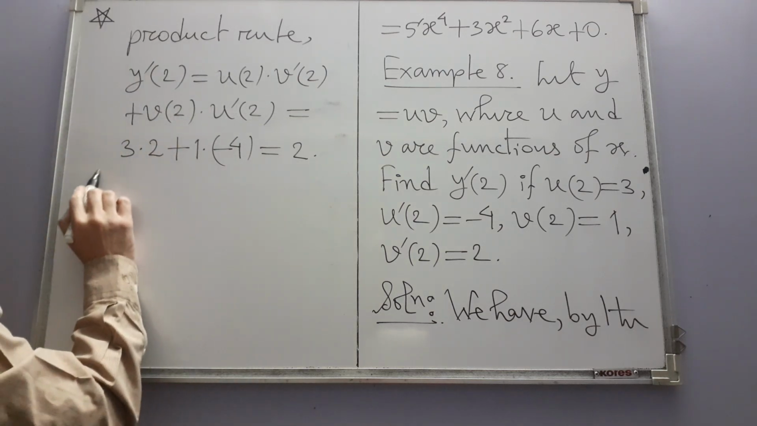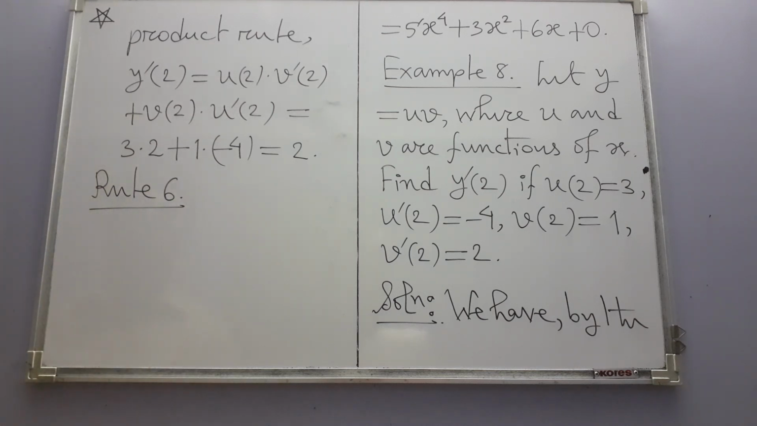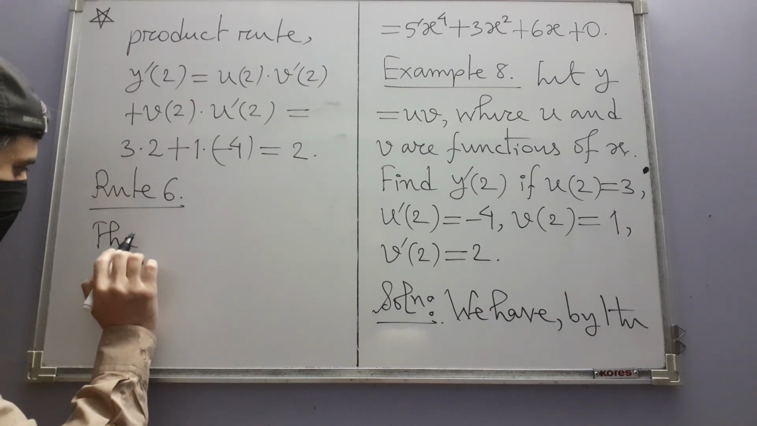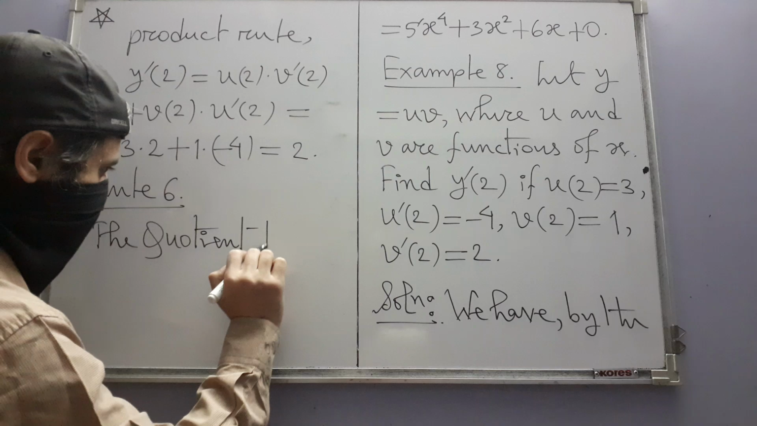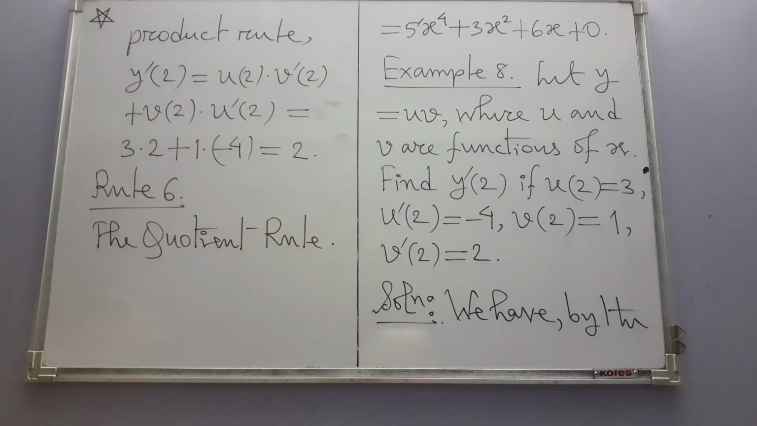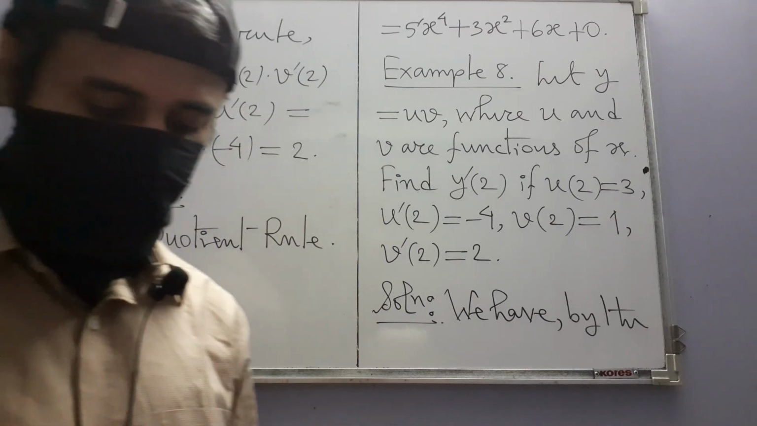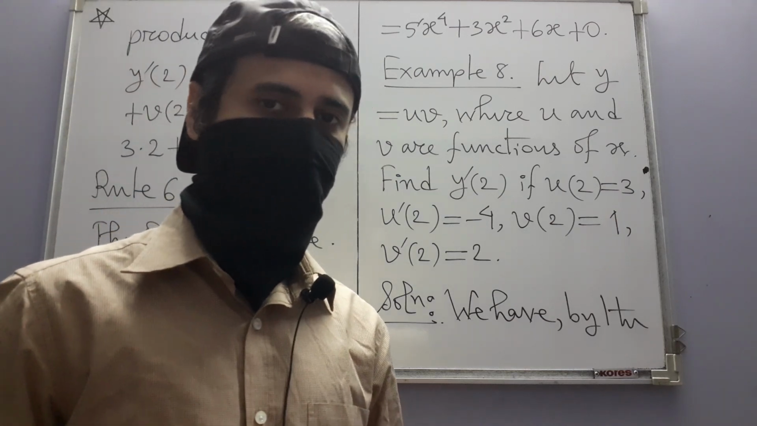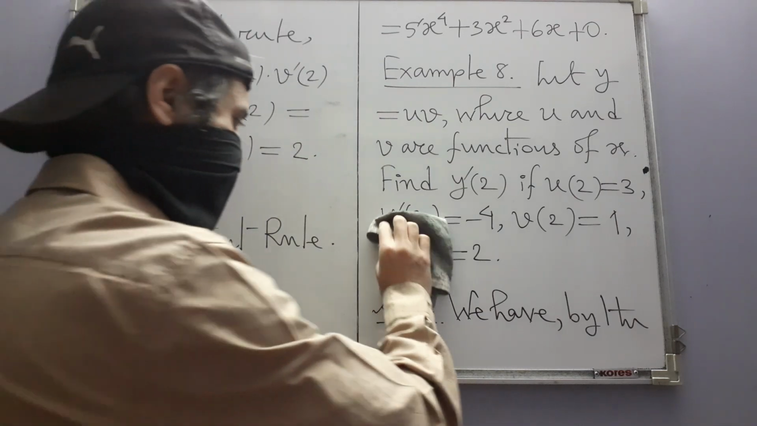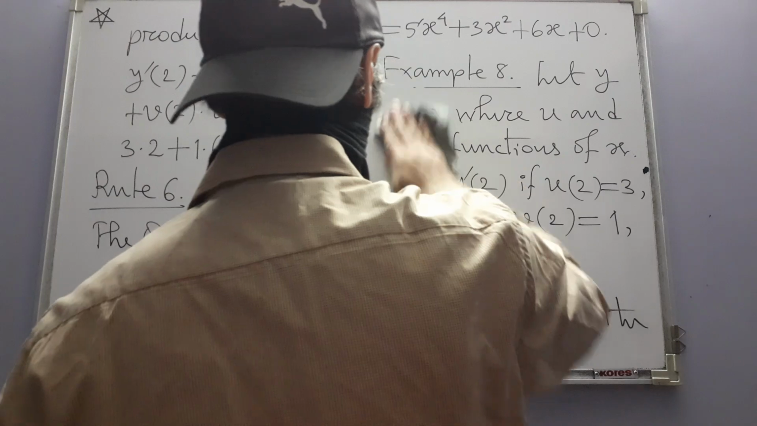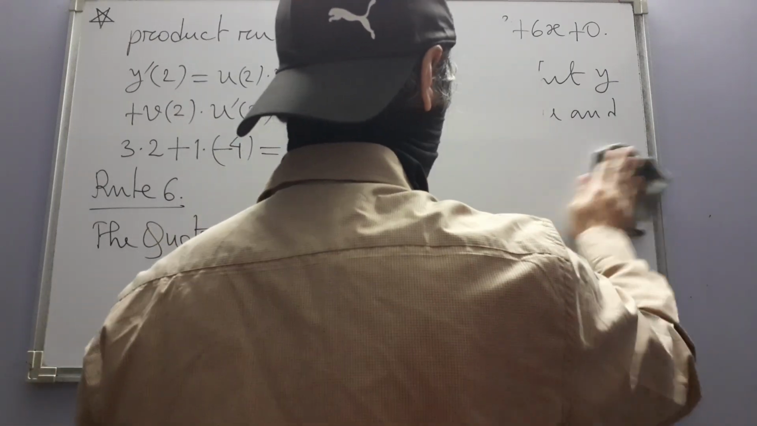Okay, so next comes another rule, rule 6, and this is the quotient rule. So instead of product, if we have a quotient of two functions, and both of them are differentiable, then can we differentiate the quotient? Is it also differentiable? If so, what its derivative is that we are going to see in the quotient rule.